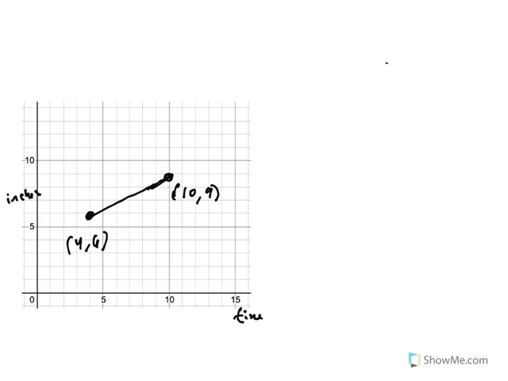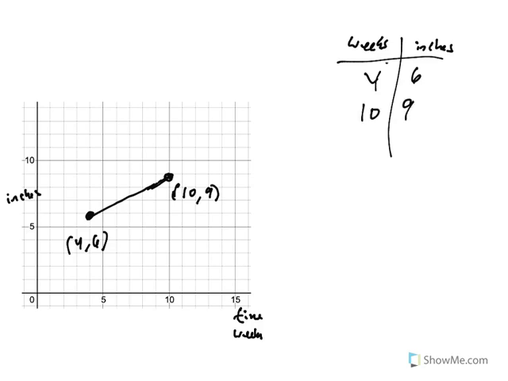Let's say I plant some kind of tree, some kind of plant that's growing, and I do some scientific measurements, and I notice that after 4 weeks, the plant is 6 inches high. So I'll say weeks. After 4 weeks, it was 6 inches high. And then I wait, and after 10 weeks, I measure, and it's 9 inches high. And I might want to know, when is this thing going to be 20 inches?